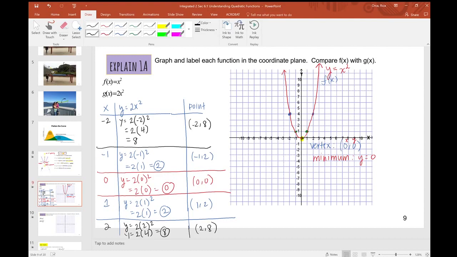Since I have all 5 points, it's now time for me to graph. So I have a point at -2, 8. I have another point at -1, 2, 0, 0, 1, 2, and 2, 8. Let's draw our curve.